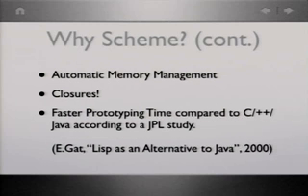Scheme has other benefits. It does automatic memory management, which prevents buffer overflows. And the Scheme language is closure-based, which means that a Scheme function captures the state of its environment at the point of closure, preventing further modification. That's a little bit dicey to understand. I'm not going to explain that entirely. But this helps support the no side effects goal of the functional programming paradigm, and it makes callbacks a lot less scary, which is the moral of the story. Scheme also has a very fast prototyping and development time, according to a JPL study comparing C, C++, Java, and Lisp.